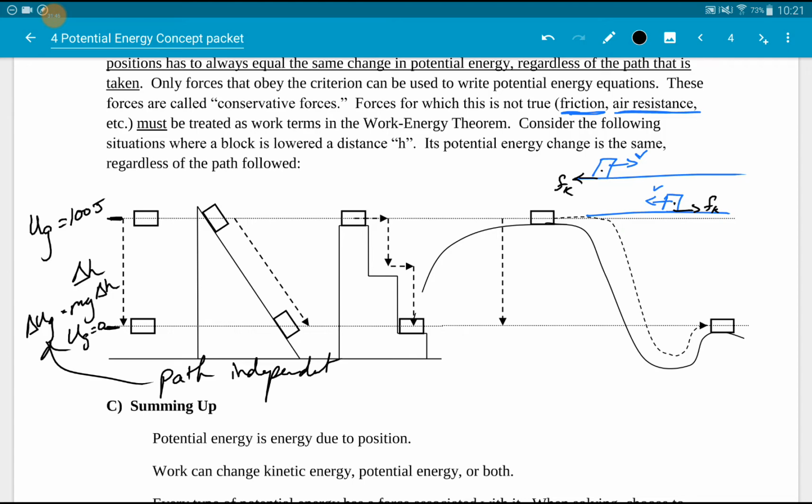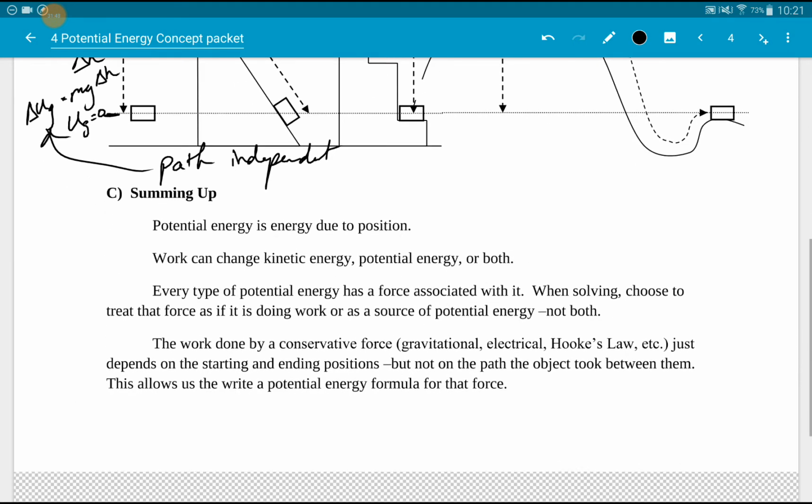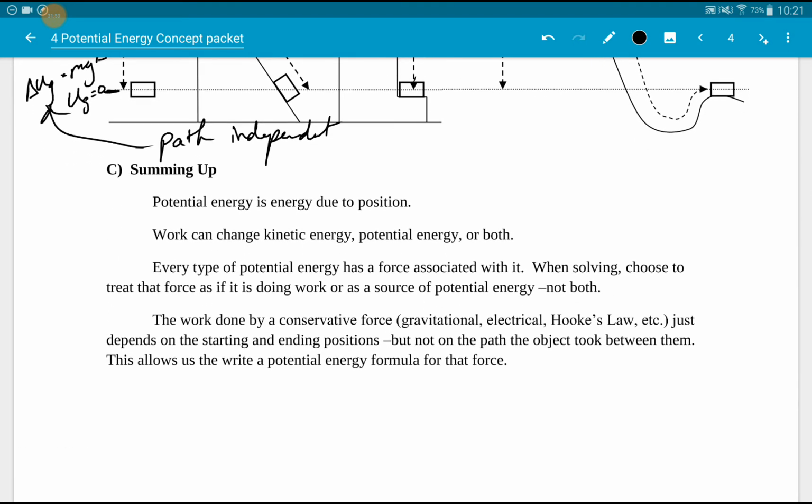Okay. Whew. Okay, great. So summing up, potential energy is energy due to some position. Work can change the kinetic energy, potential energy, or both. Every type of potential energy has a force associated with it, right? That's where all energy comes from. When solving, choose to treat that force as if it's doing work or as a source of potential energy, but not both, okay? That's an easy one to make a mistake on, so careful with that.